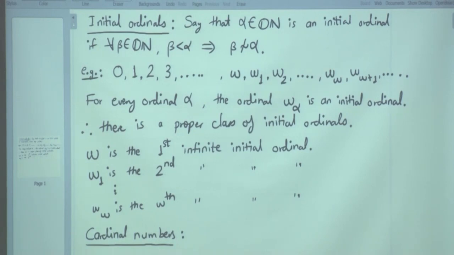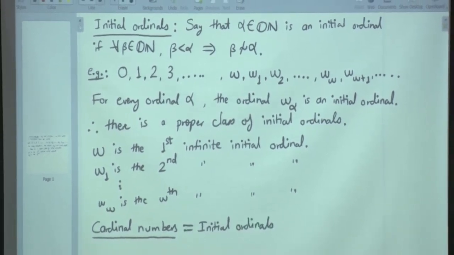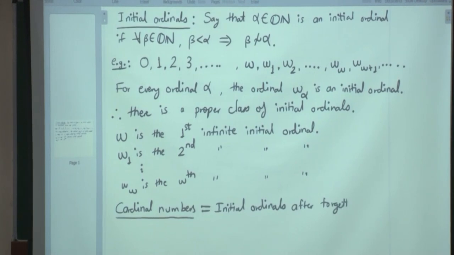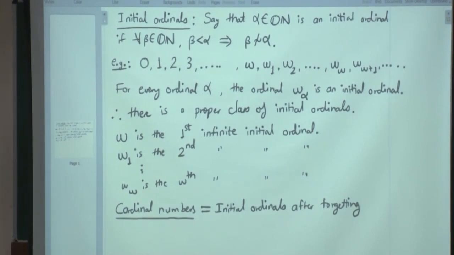So, what's our tagline for ordinal and cardinal numbers? Ordinal numbers describe position in a list, whereas cardinal numbers describe size. Okay. So, cardinal numbers are same as initial ordinals. Yeah, I mean this is equal to, after forgetting, this is, I mean the definition of a cardinal number is simply an initial ordinal, but I am writing something more for you to understand. After forgetting the well-ordered structure, we don't need to remember it.